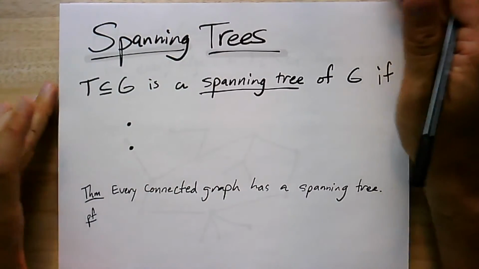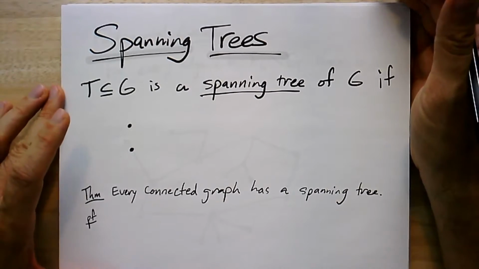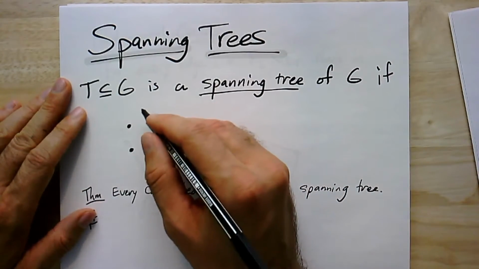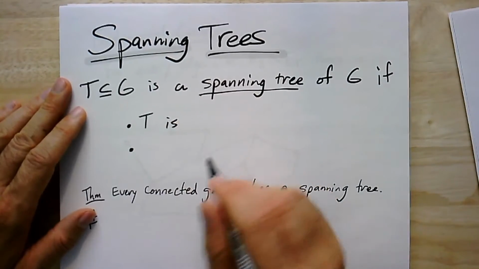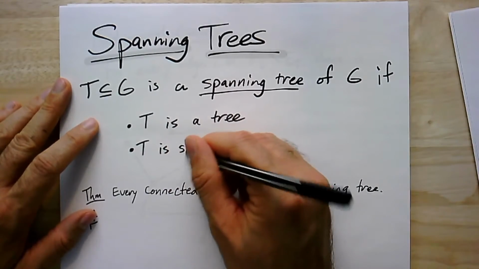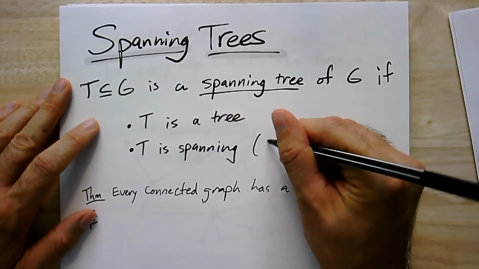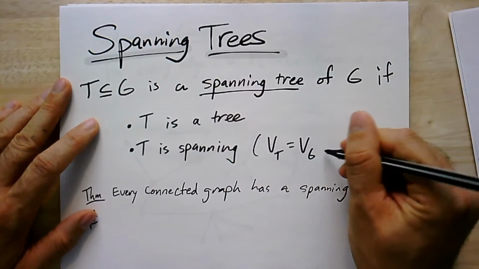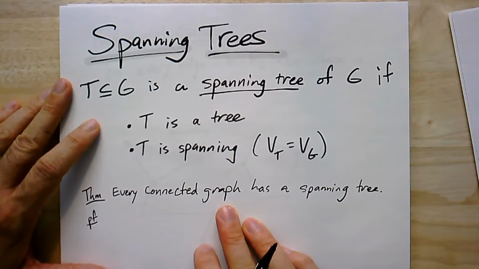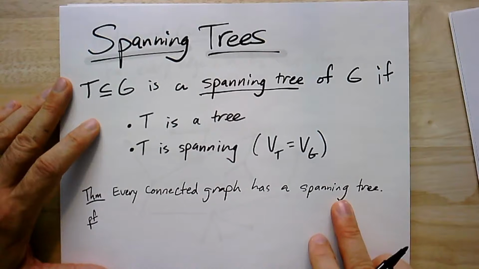Going along with this, one of the most important kinds of trees you'll encounter is what's called a spanning tree. And it essentially has everything in the name here. It's going to be, well, it has to be a tree. So these are the conditions, right? It's a tree, and it's a spanning subgraph. Remember that a subgraph is spanning if it has the same vertex set, right? So that's saying that V_T is equal to V_G. Every connected graph is going to have a spanning tree. So within any graph you have, if it's connected, you can find within it a spanning tree.